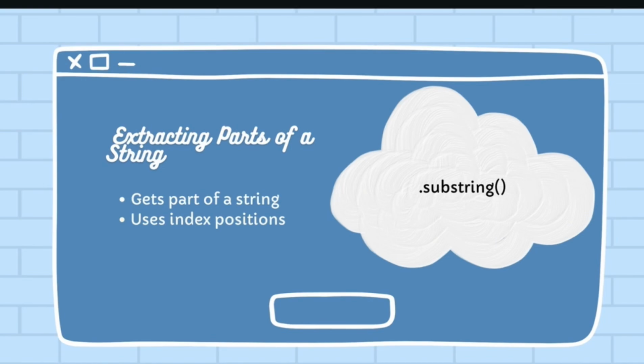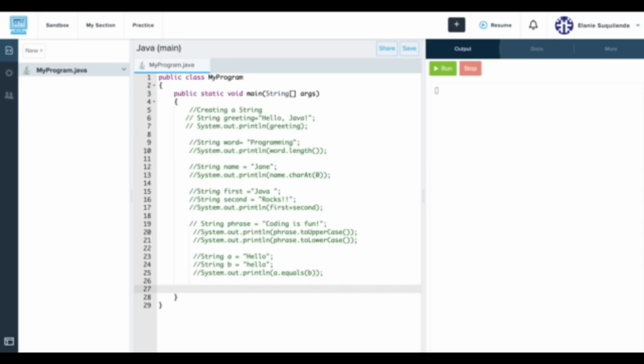Extracting parts of a string. You can take a piece of a string using substring(). This gets parts of a string and uses index positions. Here, our string will be called sentence. Our text will be Welcome to Java. In System.out.println, we will put sentence.substring(0, 7) as an example. This will print out Welcome, since the first number is where the string starts and the second number is where it stops.